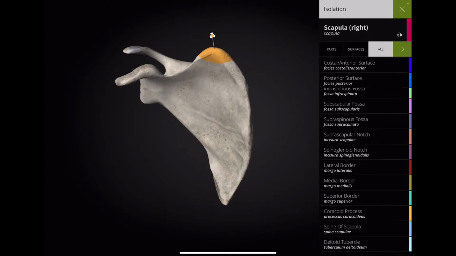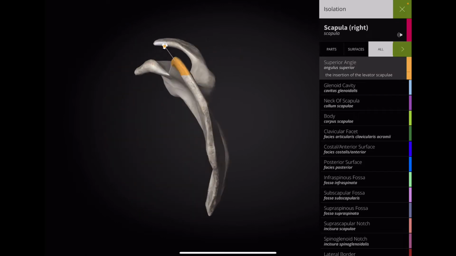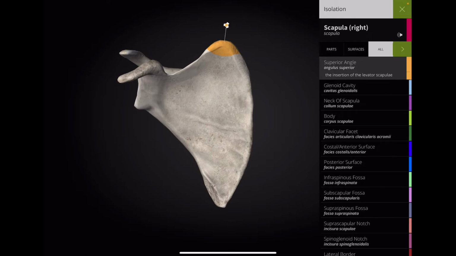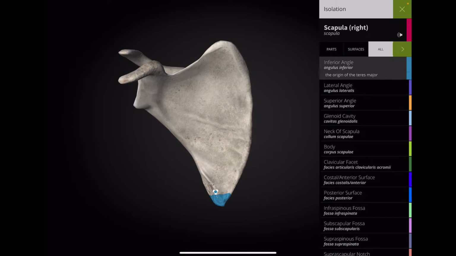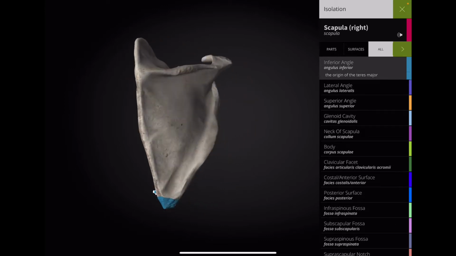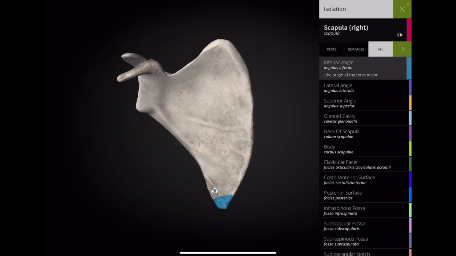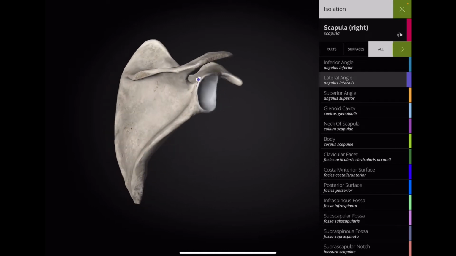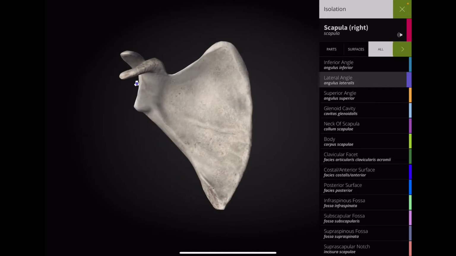Now let's move on to the angles. You get three angles. You have the superior angle. Again, it's very important for the insertion of a muscle called the levator scapulae muscle. You also get the inferior angle. Okay, this is important for the origin of the teres major muscle. And you also get the lateral angle over here. Okay, so that would be all in terms of angles.